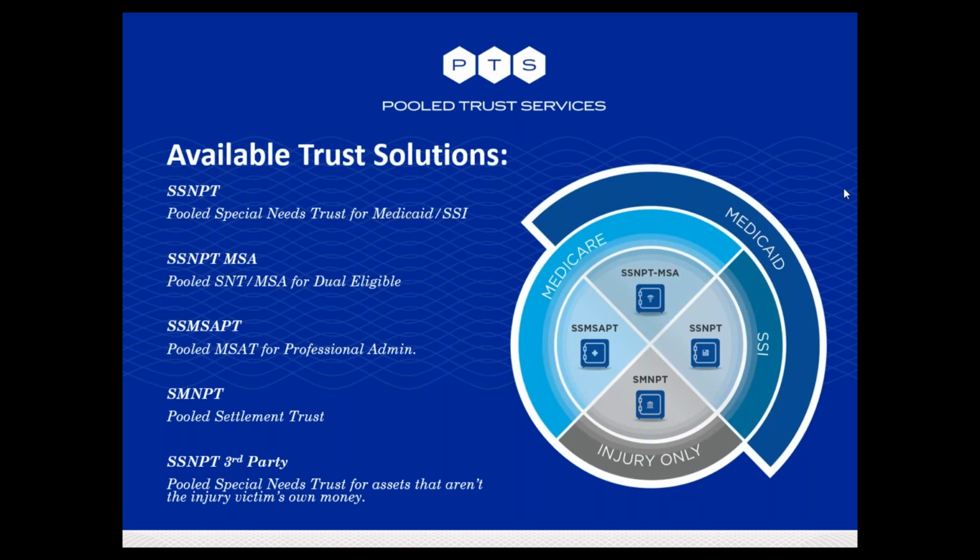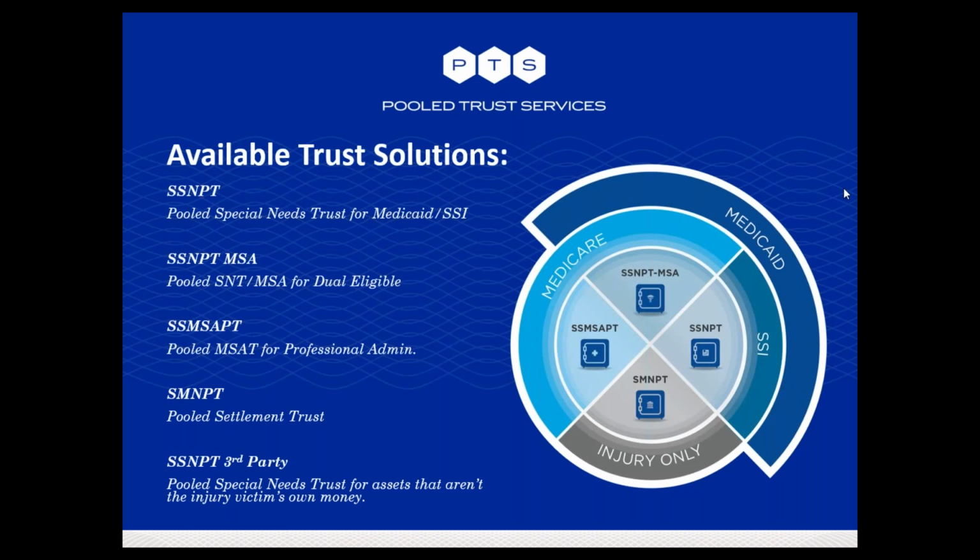So here's our chart, which I think is really good and a really useful piece for you guys to keep on your desk. It outlines what trust you need based on what your client is on. If your client's on Medicaid, you can see that encompasses the entire right side. They would need to consider the special needs trust and the special needs MSA.